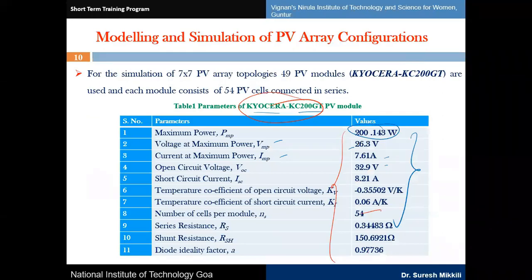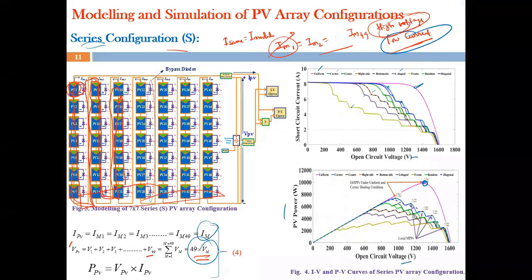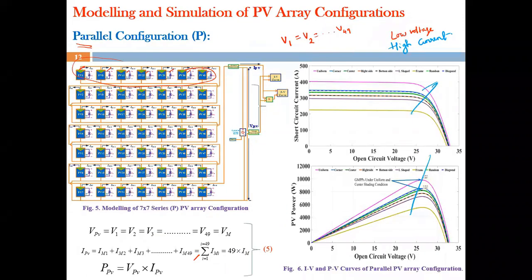Next, there is the series configuration. The current in each module is equal for all the modules, 49 modules. So currents are low, whereas the voltages are the summation of all 49 modules. That is why it is a high voltage circuit. Next we have seen the parallel configuration. In the parallel configuration, the voltage across each module will be equal, whereas the currents are summed.